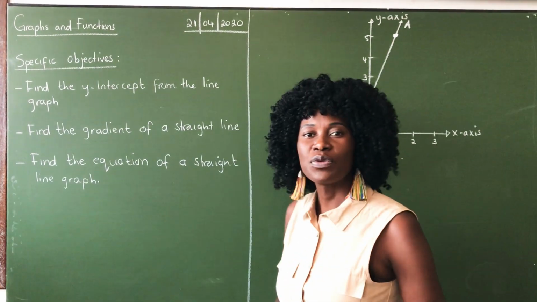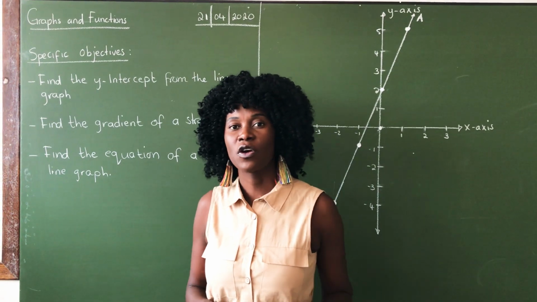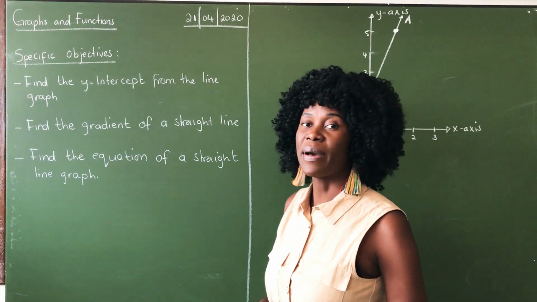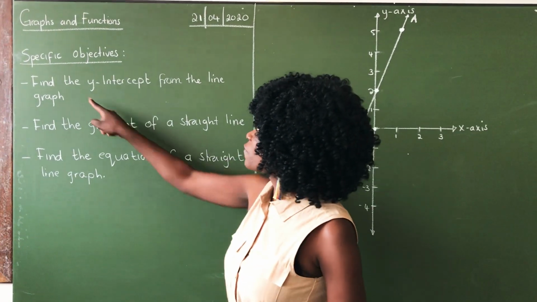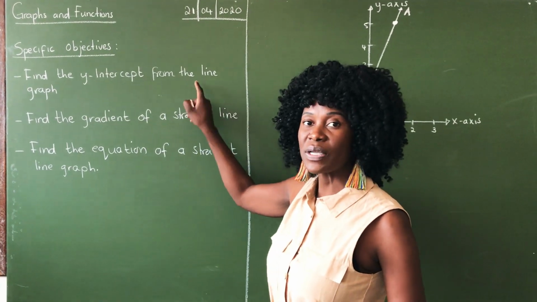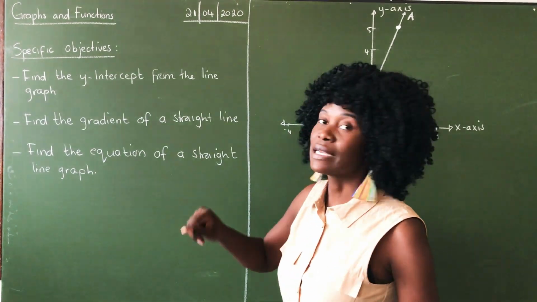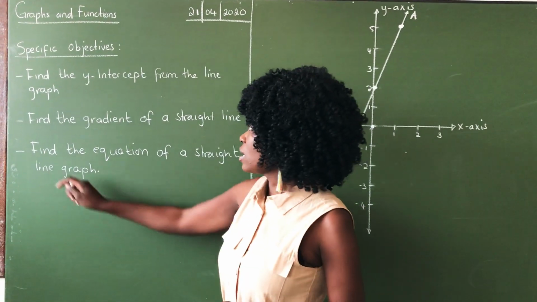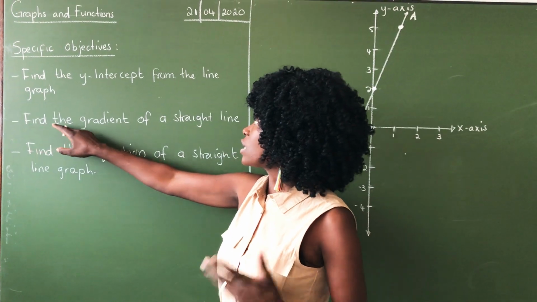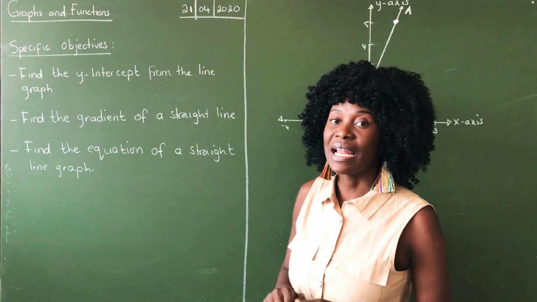Okay, today's lesson will still look at graphs and functions, and the specific objectives that you have to cover by the end of the lesson is to find the y-intercept from the line graph. So in other words, you must be able to locate the y-intercept of the line graph on the Cartesian plane. And then the next specific objective is to find the gradient of a straight line.